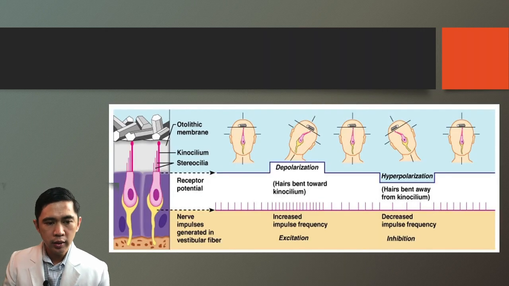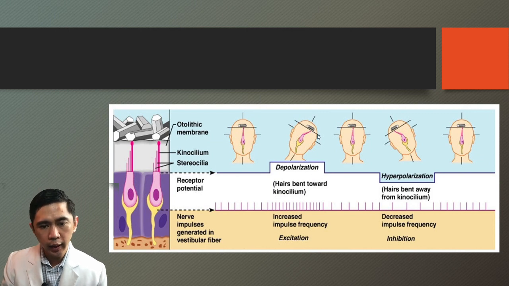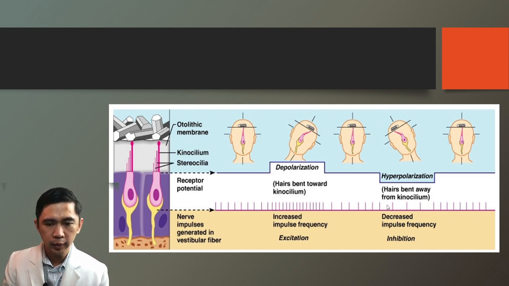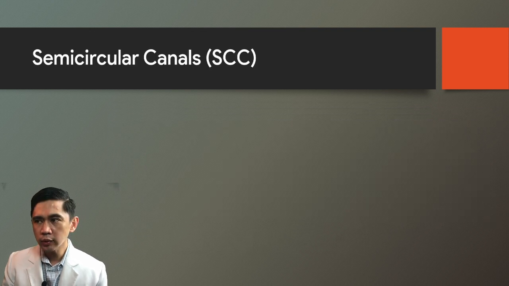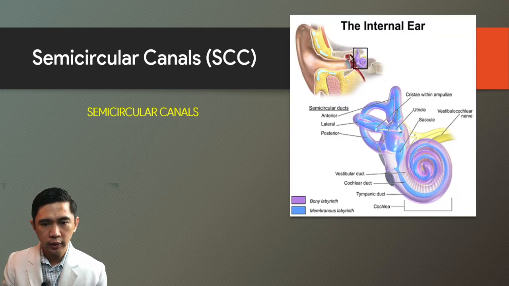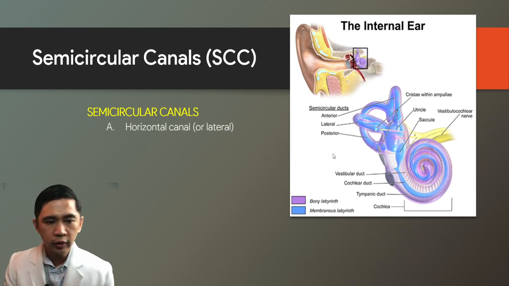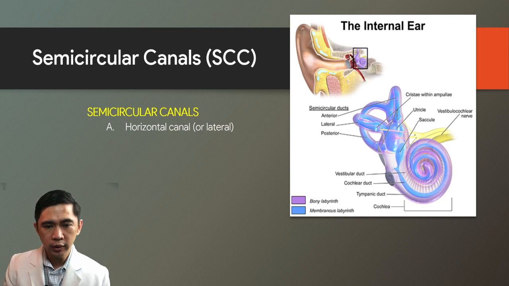In this image, we will see that this is the utricle. When we bend our heads sideways, there will be excitation, and if we bend it on the other side, there will be hyperpolarization. Let's go now to the semicircular canals. So this is the utricle, this is the saccule, these are the semicircular canals. We have three. We have the horizontal semicircular canal, or what we call the lateral semicircular canal. We have the anterior or superior semicircular canal, and we have the posterior semicircular canal.